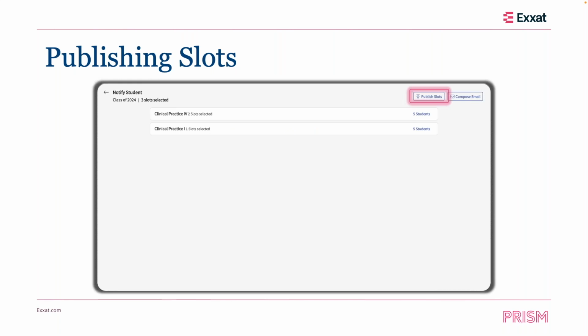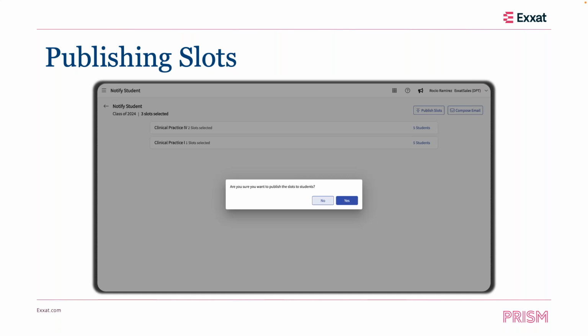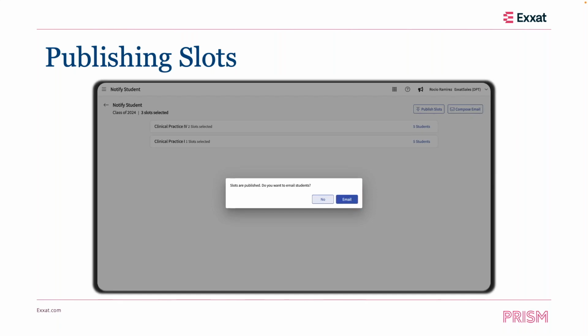And to publish those slots, you'll go ahead and just click on Publish Slots. The system will ask you to confirm if you are sure. And once you do, the system will let you know that those slots have been published.